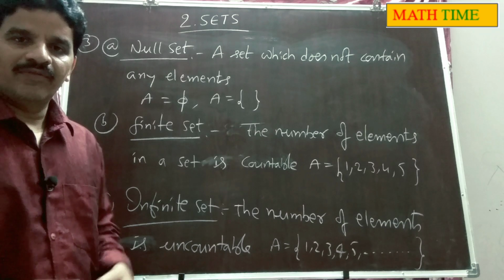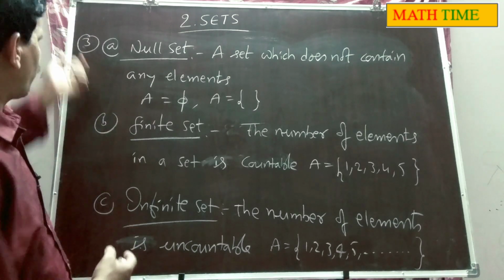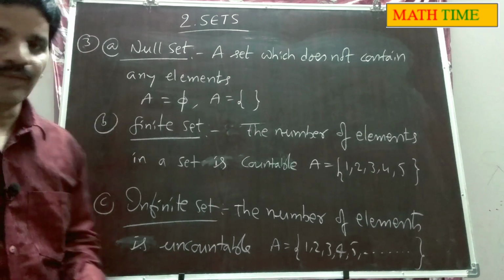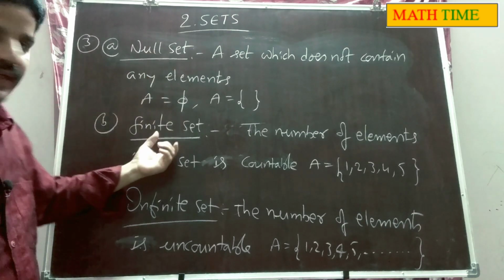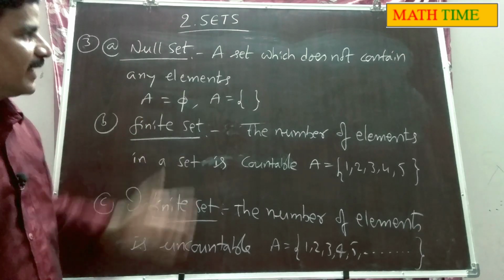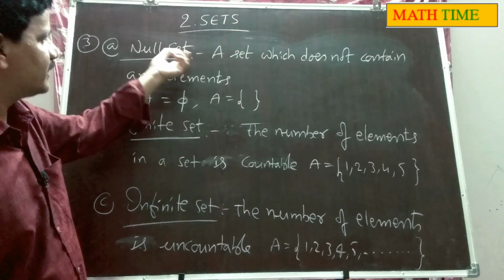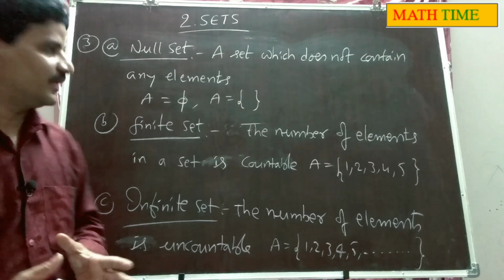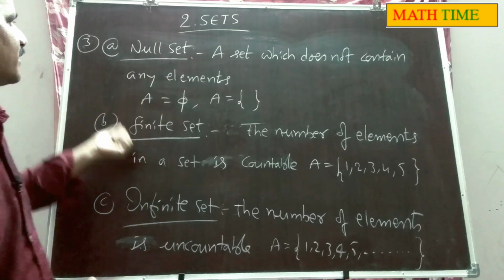So point number 3, very important point. In this point number 3, we cover 3 sub points. One is null set, second one is finite set, third one is infinite set. Null set means an empty set. Null set means a set which contains no elements is called empty set or null set.